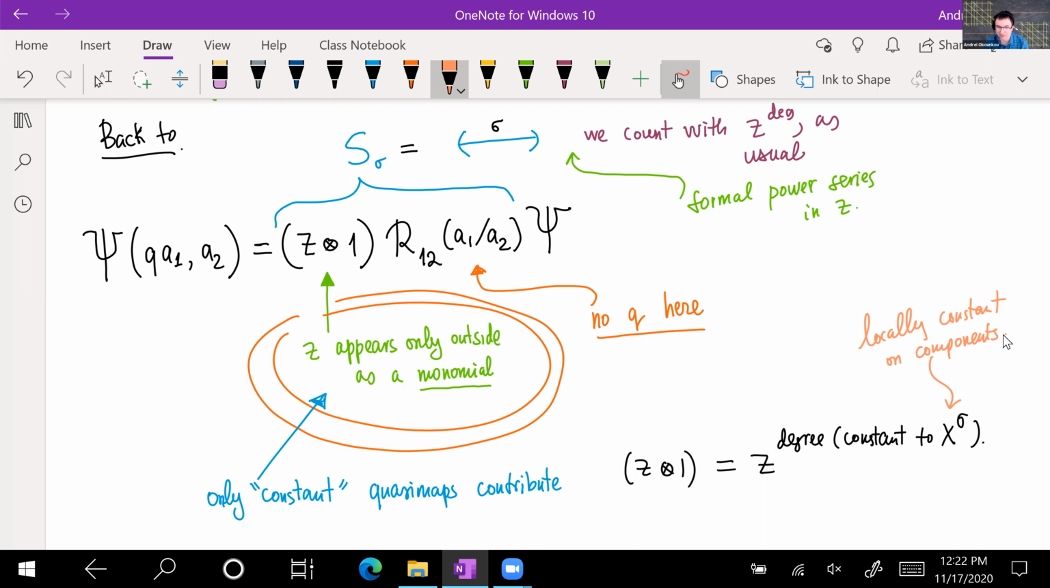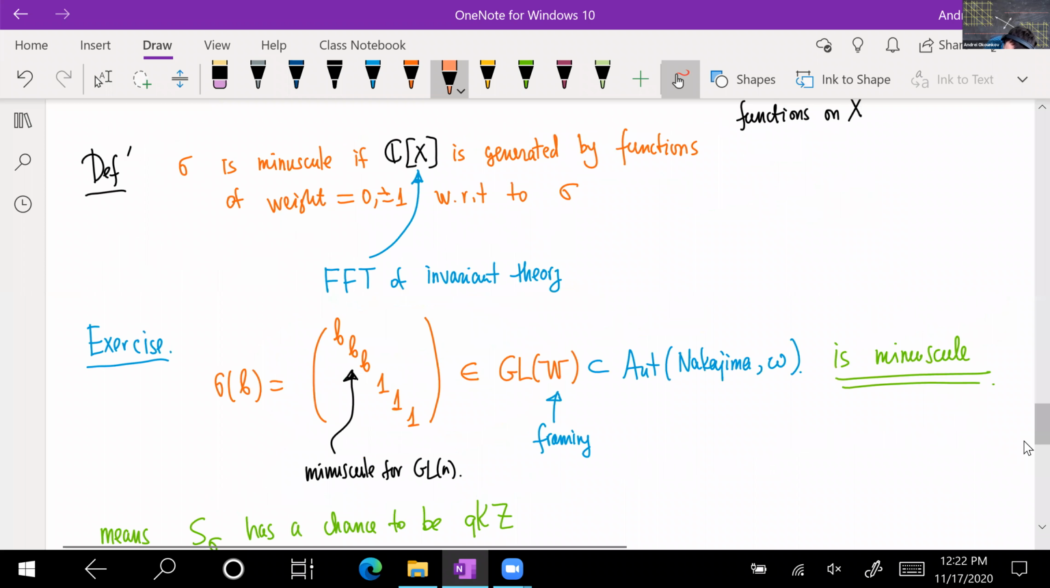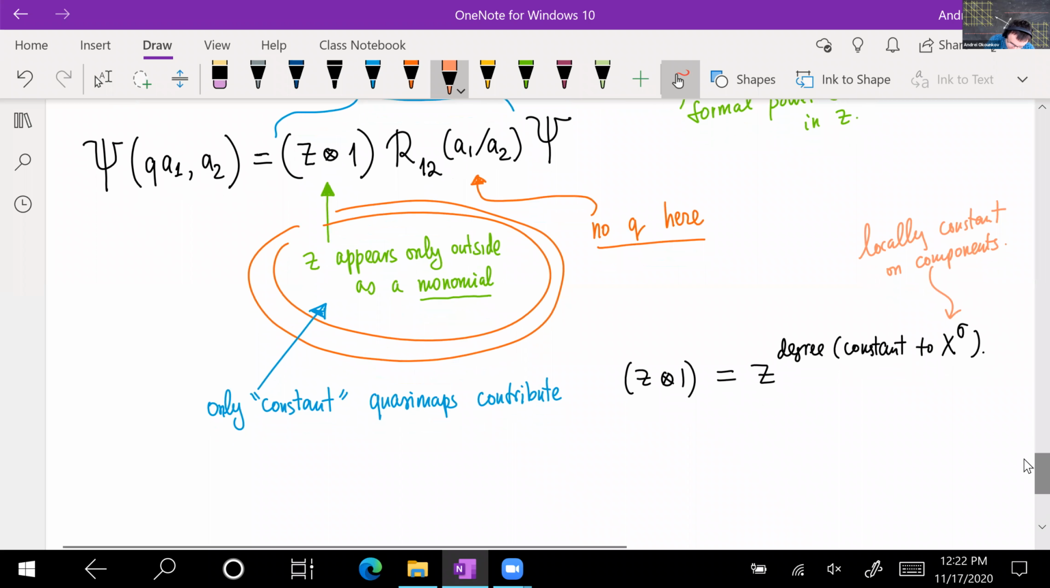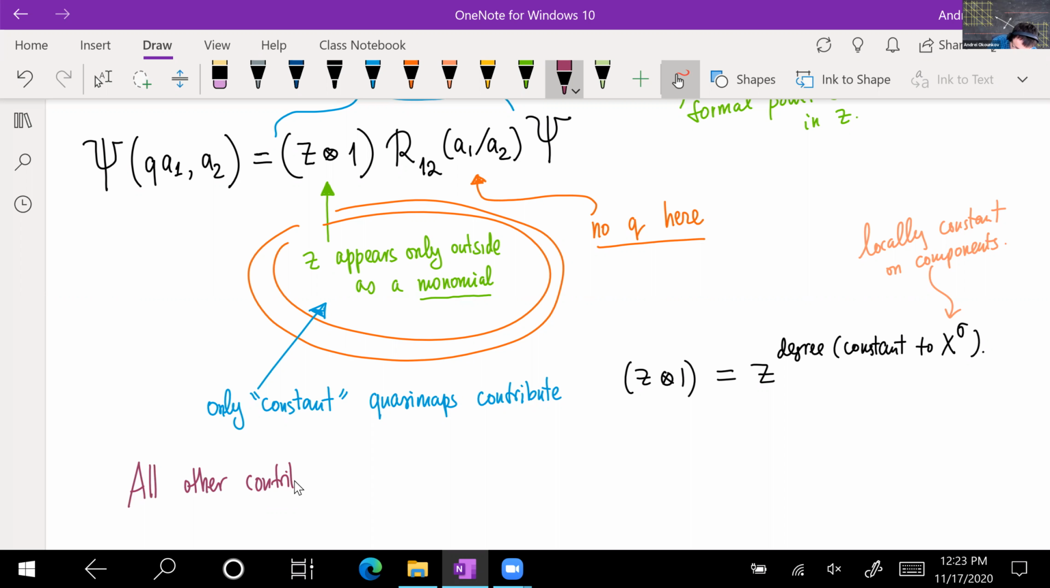This is something we spent some time doing, and now we need to show that only this contributes. We need some sort of mechanism by which all other contributions will cancel. As I stressed many times, all other contributions will vanish. And the way to prove it is by rigidity.